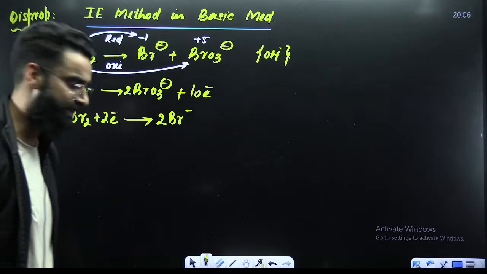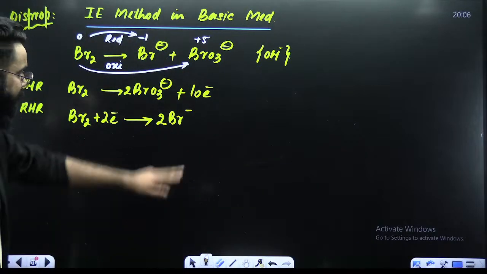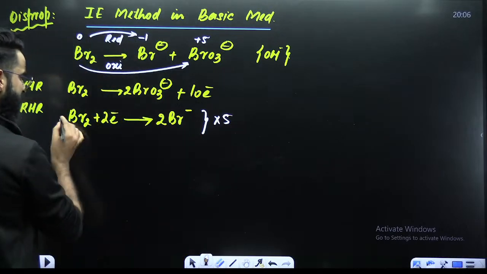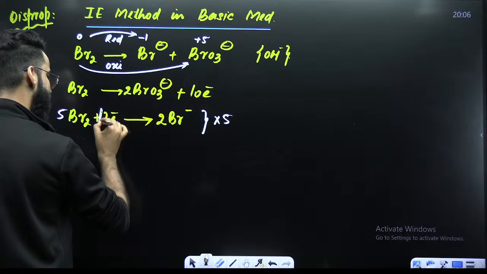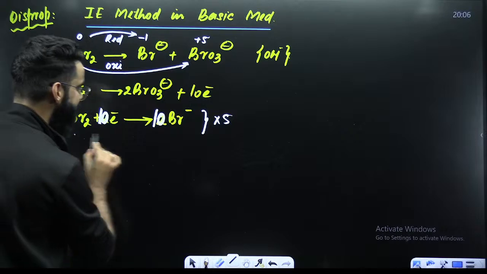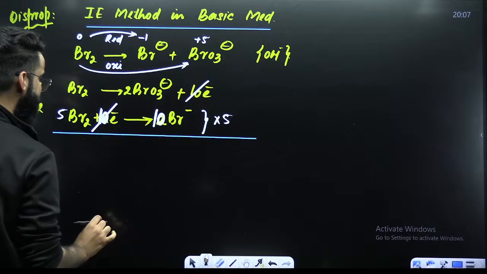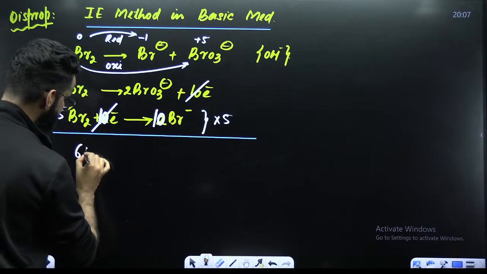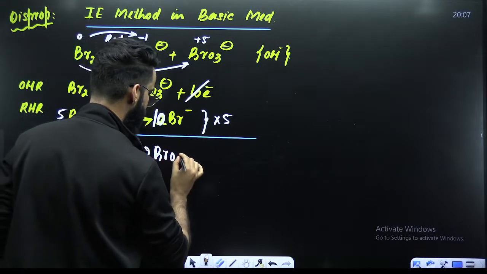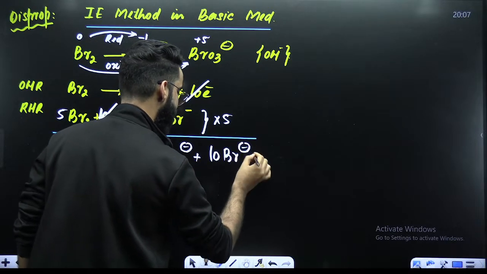Now if I ask you, are the electrons balanced? The electrons are not balanced yet. So it's high time to balance the electrons now. 10 electrons, 2 electrons. So what I'll be doing? I'll be multiplying the reduction reaction by 5. It becomes 5 twos are 10. Electrons are balanced. After balancing the electrons, add the reactions. So 10 and 10 got cancelled. 5 Br2 plus Br2 makes it 6 Br2, gives 2 times BrO3 negative plus 10 times Br negative.